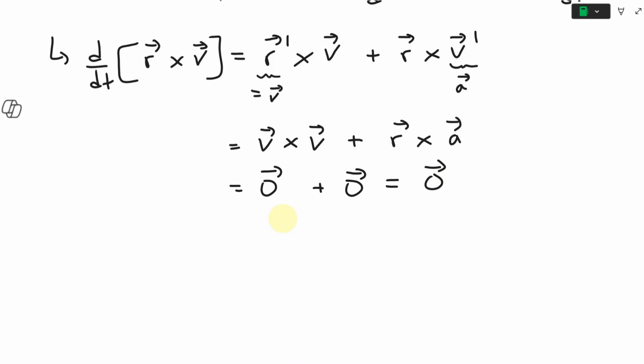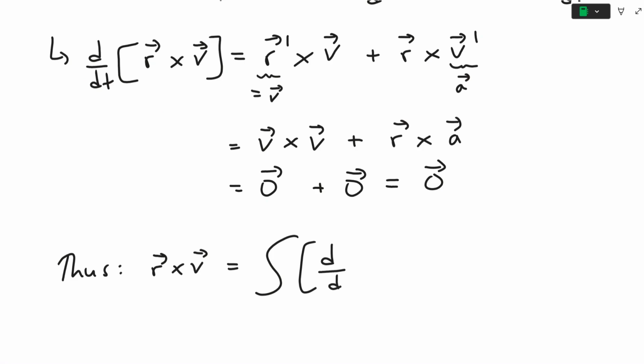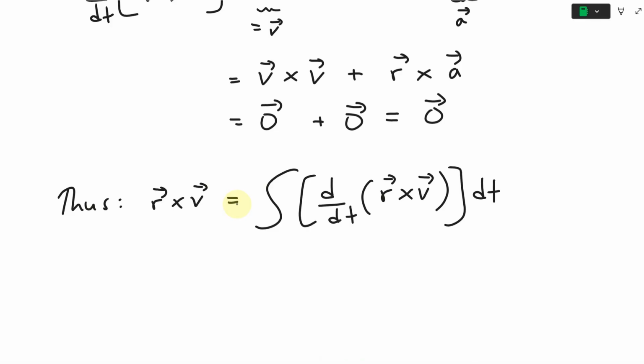So if we take the integral of r cross v, we'll take the full integral like this. It's going to be the integral of d over dt. I'm going to put a bracket, because we always need a dt at the end. Anyways, just for notation, d over dt of the bracket r cross v, and then dt, like that. So the integral of a derivative is just that whole setup inside.